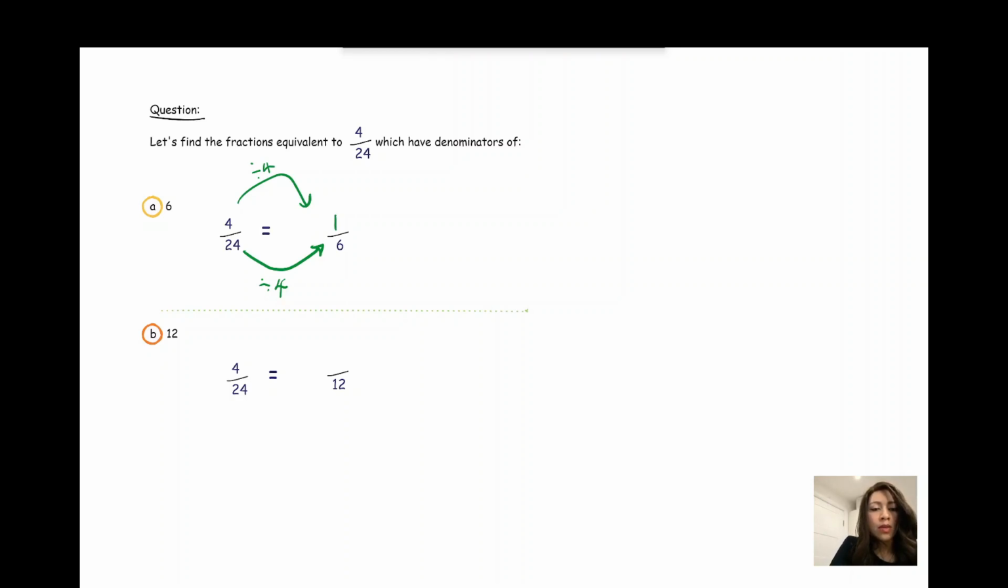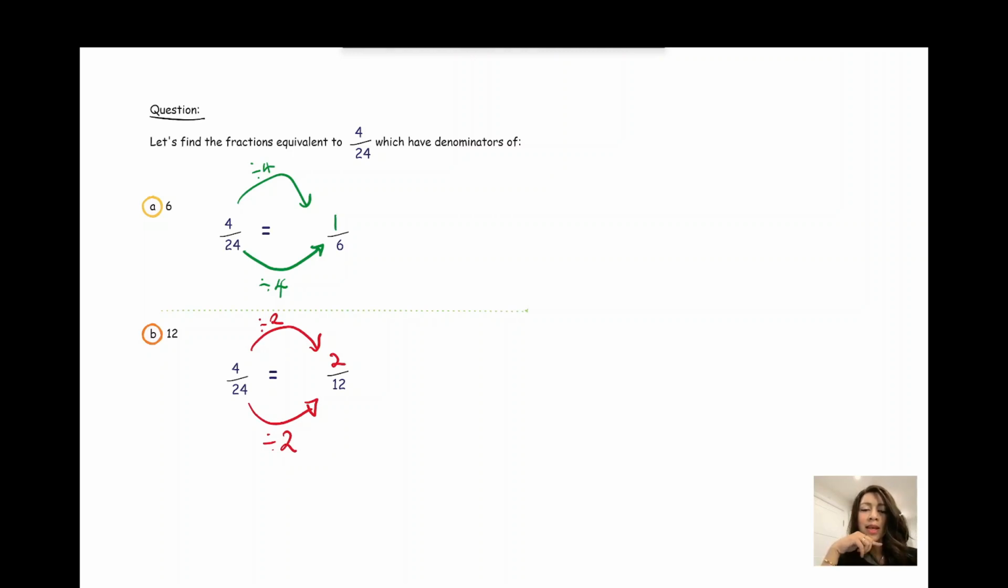Now, let's do the same for part B. 4/24 equals something over 12. What did we do to 24 to get to 12? We divided this by 2. And what we did to the denominator, we will do to the numerator. So 4 divided by 2 is equal to 2. So 1/6 and 2/12 are both equivalent fractions to 4/24.